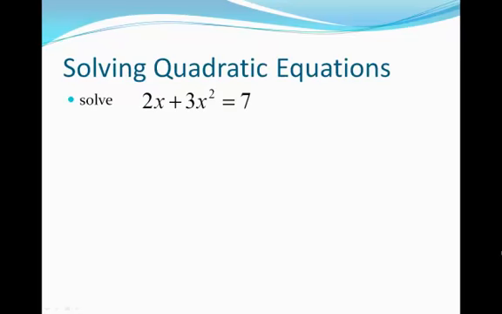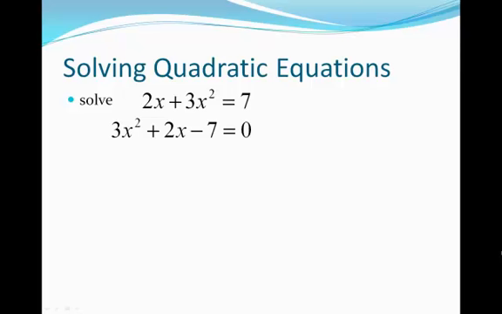Well, let's go ahead and give this last method a try in order to solve 2x plus 3x squared equals 7. Now remember, in my tips, we want to make sure that this is equal to 0. So one of the first things I'm going to do is move everything over to one side by subtracting a 7, and then I'm going to organize it in descending power. This means I want my x squared term, followed by the x term, followed by the constant term. So 3x squared plus 2x minus 7.